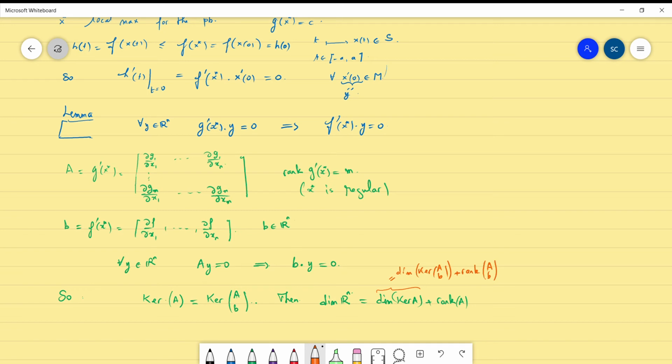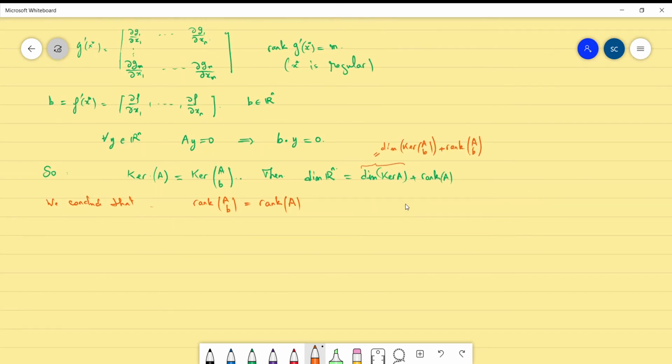So then we conclude that the rank of the linear transformation formed by A and B is equal to the rank of A. Since this is the case, necessarily B is a linear combination of the rows of A. As a consequence, there exist lambda 1, up to lambda m, real numbers, such that B is written as the transpose of A times lambda.